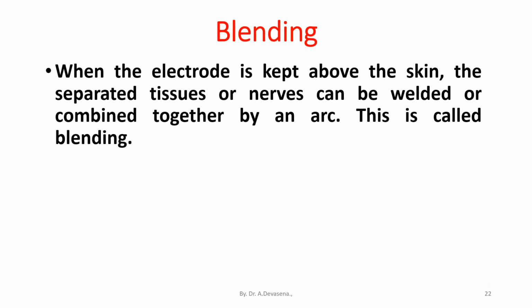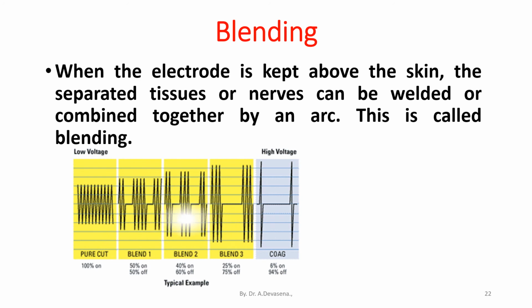Blending. When the electrode is kept above the skin, the separated tissues or nerves can be welded or combined together by an arc. This is called blending. Here is the representation for the blending process.